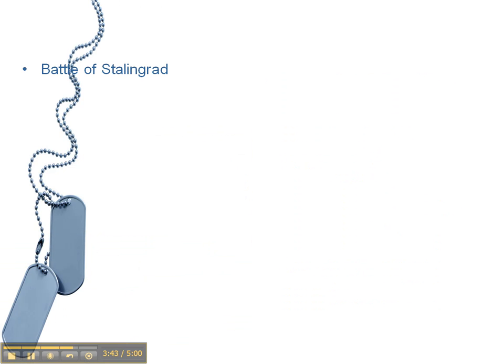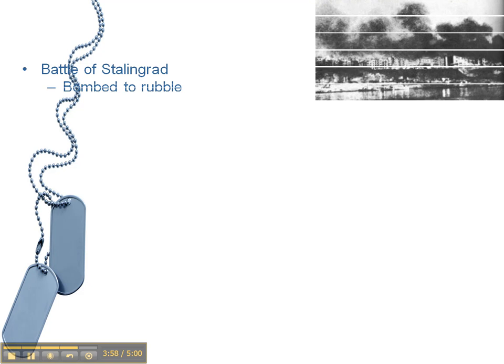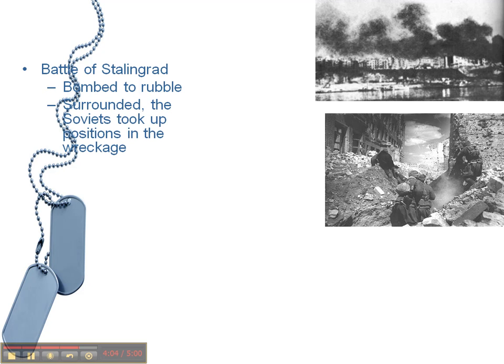The Battle of Stalingrad, some say, is the turning point in the war. Definitely one of the main turning points in the war in Europe, and probably the most important battle, definitely the most important battle on the Eastern Front, which was between the Soviet Union and the Germans. They bombed Stalingrad, the Germans did, to rubble. The Soviets took up positions amongst the wreckage.